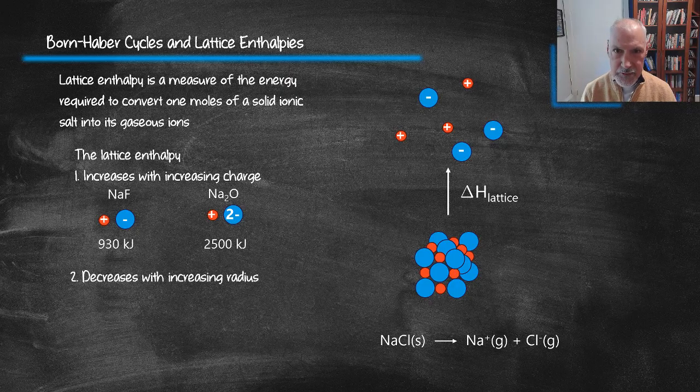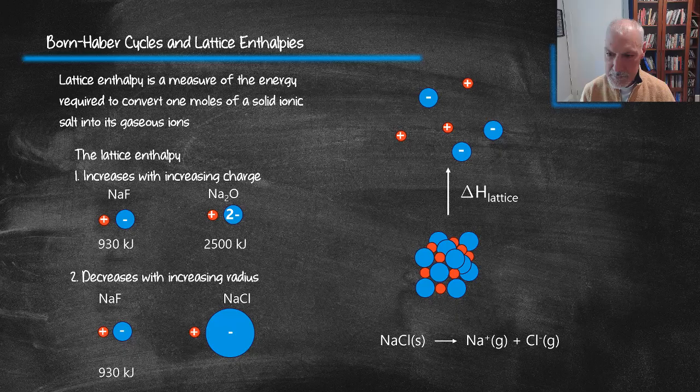Another factor is the radius of the ions involved. Let's here compare sodium fluoride with sodium chloride, chloride having a larger ion. That would create a greater distance between the centers of charge, which should weaken the electrostatic attraction and lower the lattice enthalpy. And we can see that here.